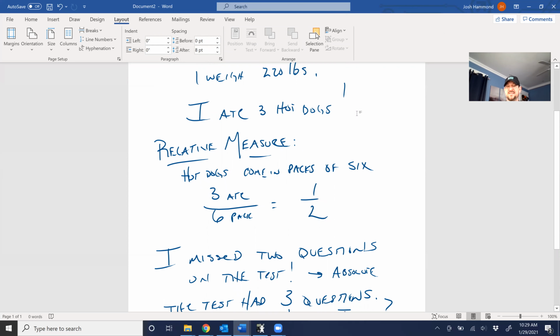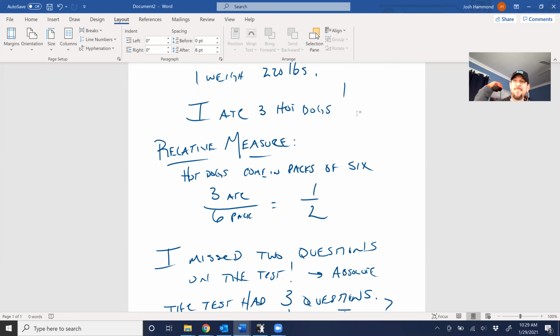Hot dogs come in packs of 6. If I ate 3 of those hot dogs, 3 out of 6 is half the pack, right? And you can make arguments for what sounds like more. Is 3 hot dogs a lot? I don't know. Is half the pack a lot? Maybe there's some subjectivity there. Maybe it makes you think it's more. There's some psychology to it. Maybe you think, oh, half a pack, yuck. Well, if the pack's 6, you ate 3. Maybe that's not a big deal, right?